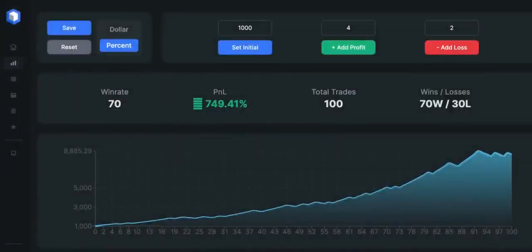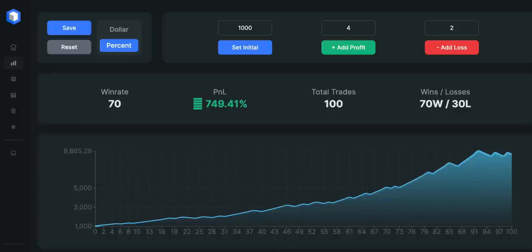Alright, the backtesting is finished and here are the results. The win rate for this strategy is 70% and we increased our account size by 749.41%, which is absolutely insane guys. By the way, I found those 100 setups within 5 months and 1 week.